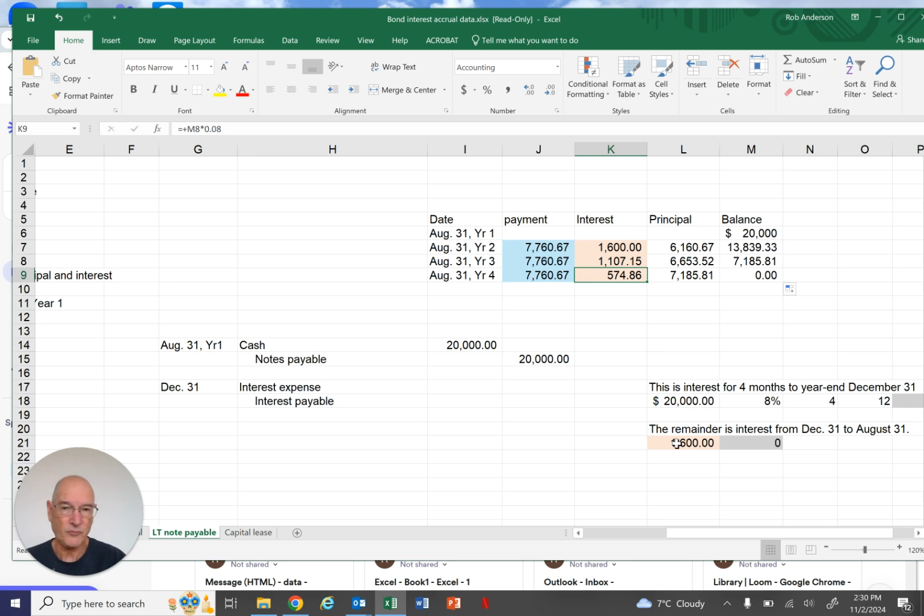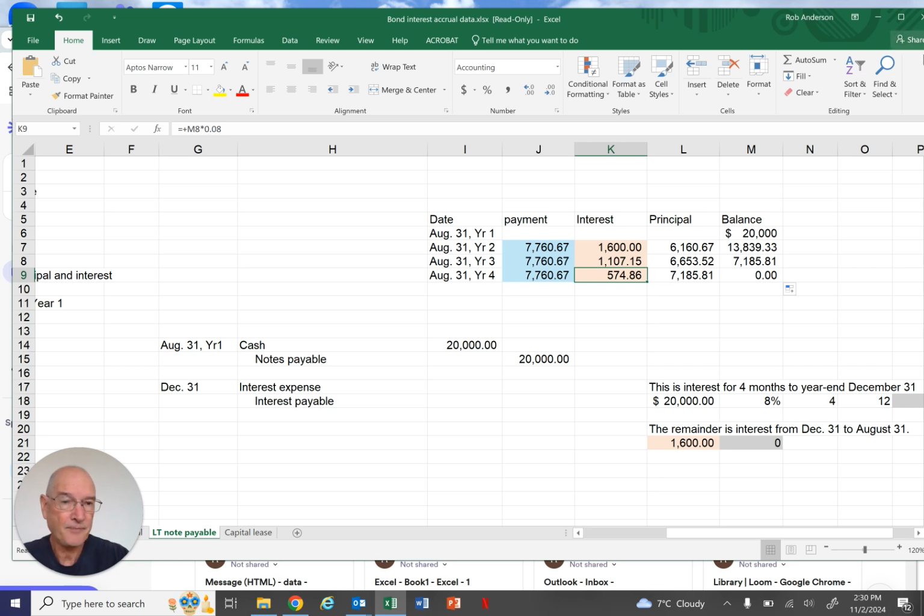However, we do have payments on August 31, and from August 31 to December 31, our year end, is 4 months. So once again, we must accrue our interest expense for those 4 months because interest again is a charge for money that you use over time. The time being 4 months, we have to charge ourselves interest expense for that period. We can't put it all into year 2.